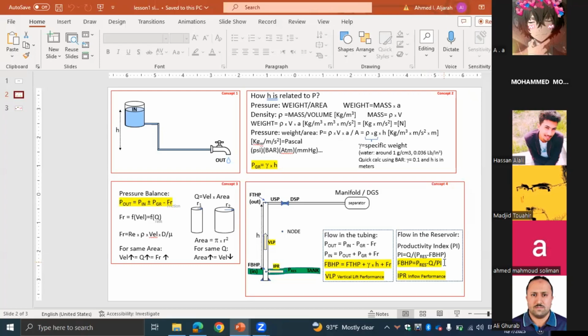Mr. Ahmed, is it clear? There is a question. How can we calculate the outflow performance without using software?